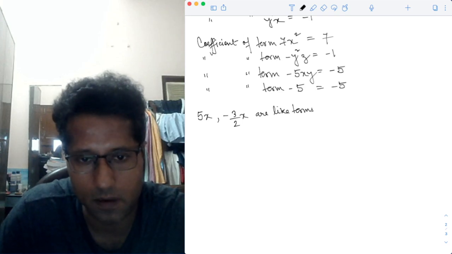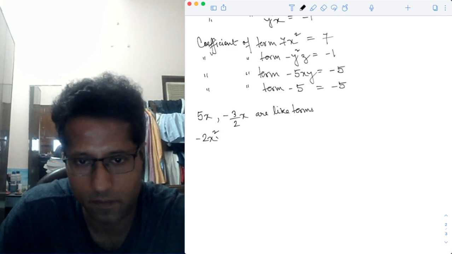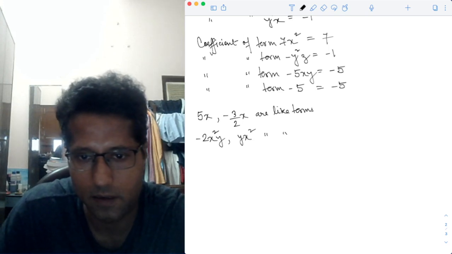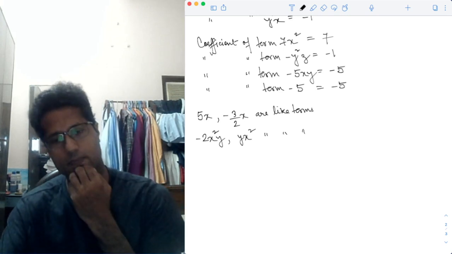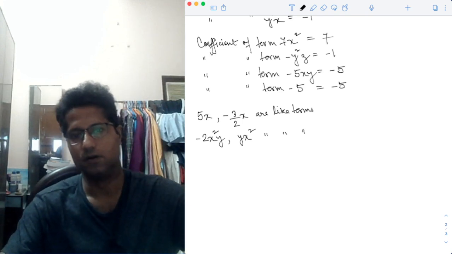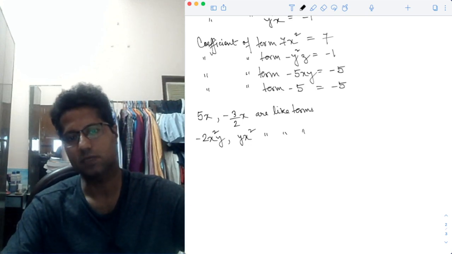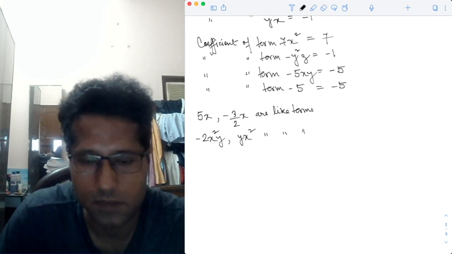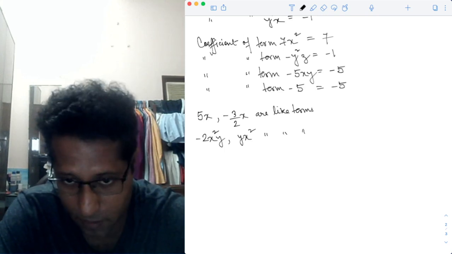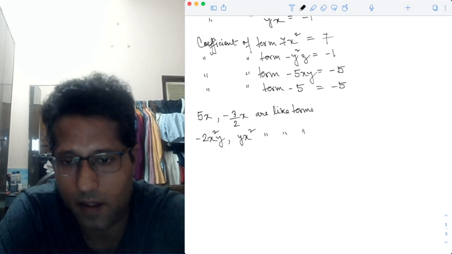Similarly, minus 2 x square y and y x square are like terms, because for minus 2 x square y, its literal factors are x square and y, and for the second term y x square, its literal factors are also y and x square.